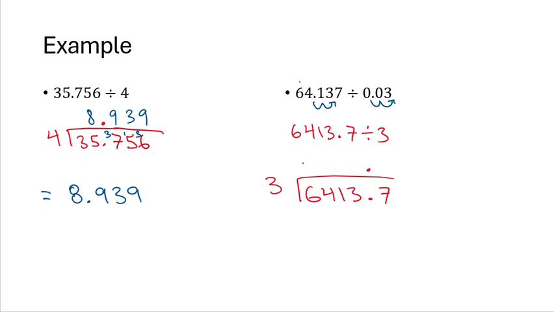3 goes into 6 twice. 3 goes into 4 one time with 1 remainder. 3 goes into 11 3 times with 2 remainder. 3 goes into 23 7 times with 2 remainder. And then 3 goes into 27 9 times like so. So my final answer is just 2137.9. Okay?